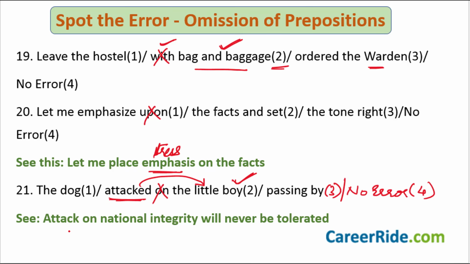See this one. Attack on national integrity will never be tolerated. You see we are using a preposition here because this word attack is not being used as a verb. Attack on national integrity will never be tolerated. This is fine here. But when it is acting as a verb, and especially as a transitive verb, then there is no preposition involved.